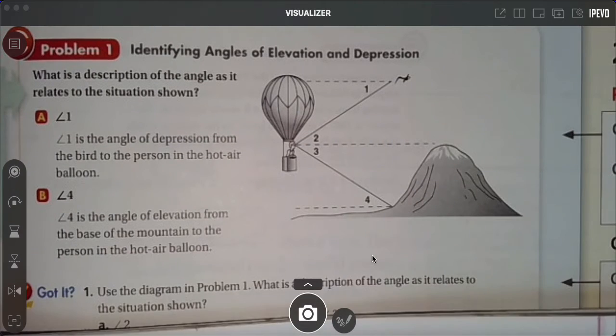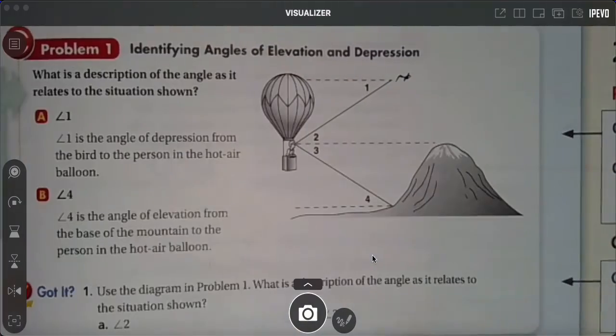What does elevate mean? To go up. Which one of these angles looks like it's going up? 2. Okay, that one's going up. Now, depression, you can think of down, right? People are down. But which one looks like it's going down? Angle 1. Okay, what about angle 3? What would you call it? Angle of depression. It's going down. And number 4 is angle of elevation.